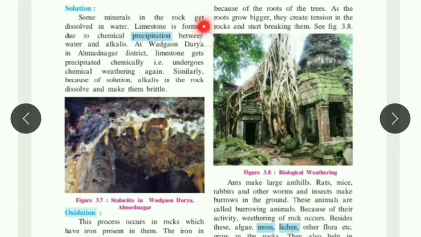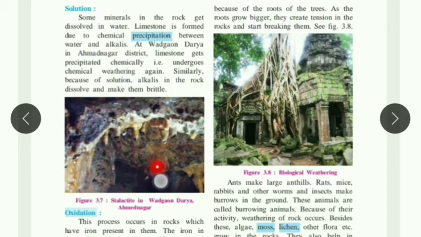Some minerals in the rock get dissolved in water. As we know, water is a universal solvent and many minerals get dissolved in water, and limestone is formed due to the chemical precipitation between water and alkaline.